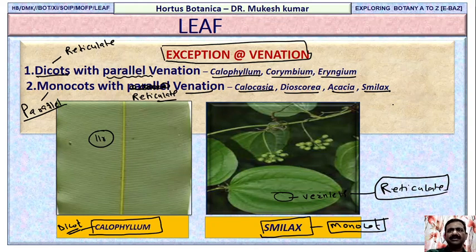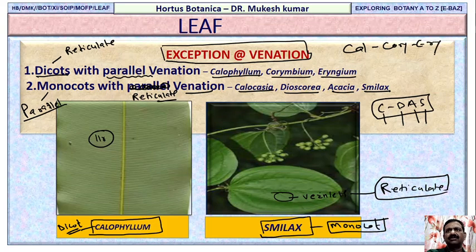See how you will learn this part. Always remember C das. Usually I used to tell my students C das. C for Colocasia, Dioscorea, Acacia and Smilax. And here we have Call Cori Eri: Calophyllum, Corymbium, Eryngium. These are the mnemonics you can use to learn, right?